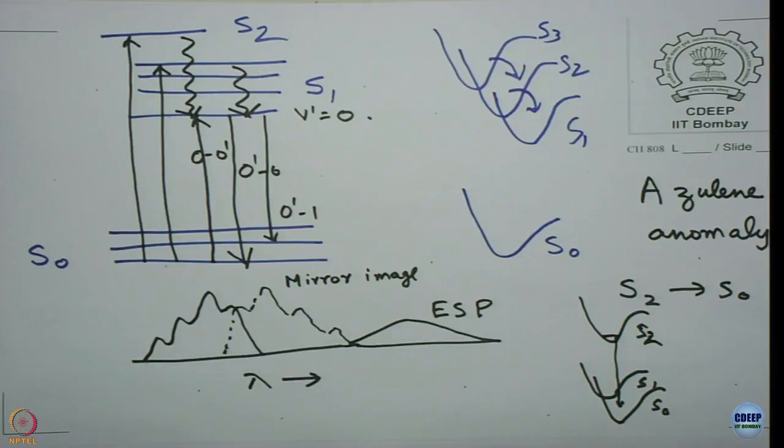So, azulene has an emission band that is at a higher energy than the lowest energy absorption band, because lowest energy absorption band of course, is S0 to S1. Emission in this case is S2 to S0. Okay. So, this is something that is known classically.